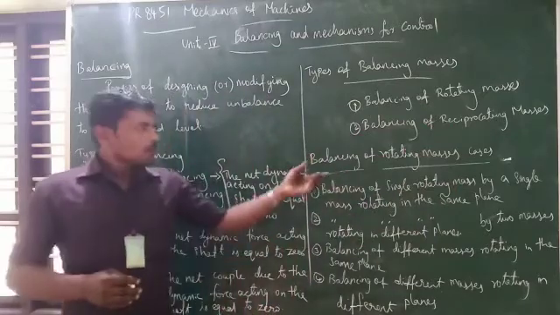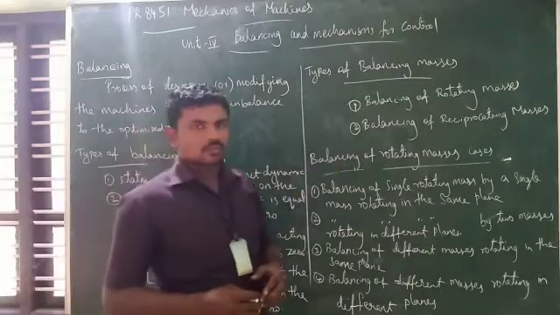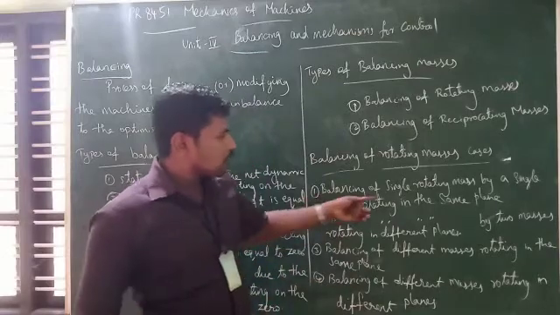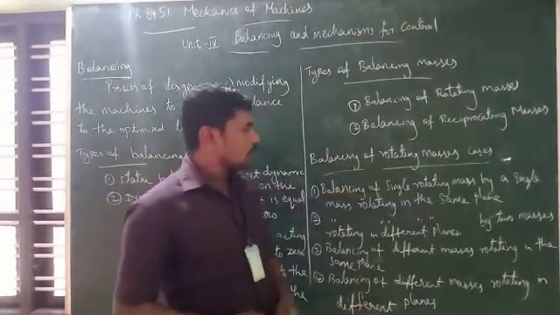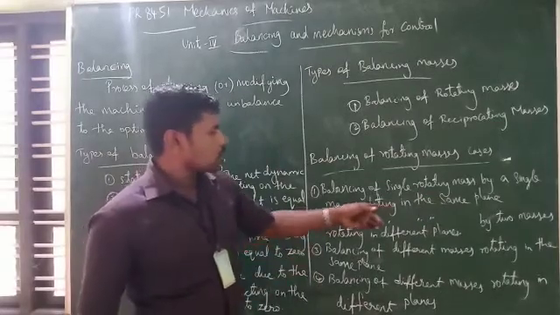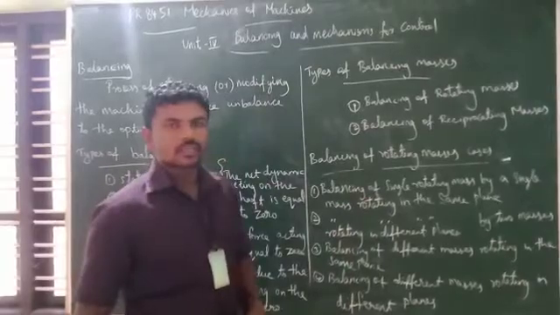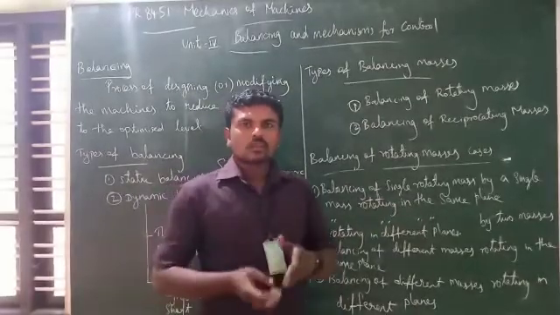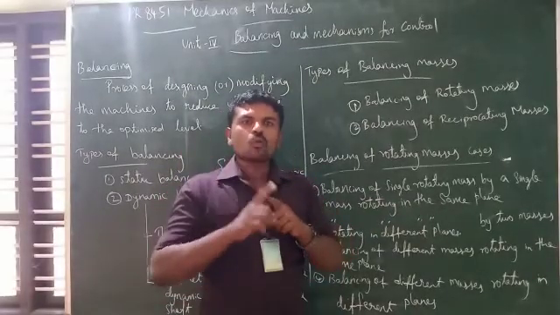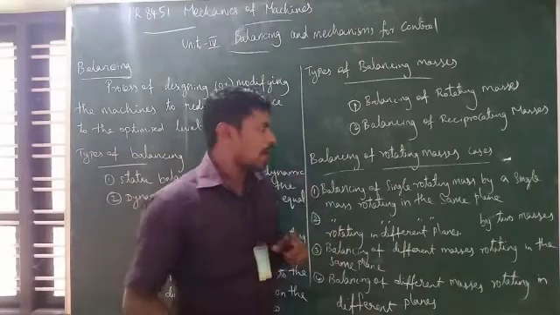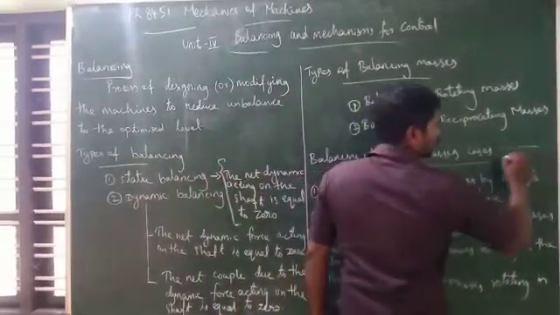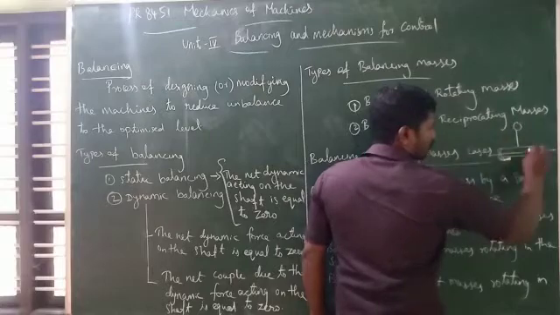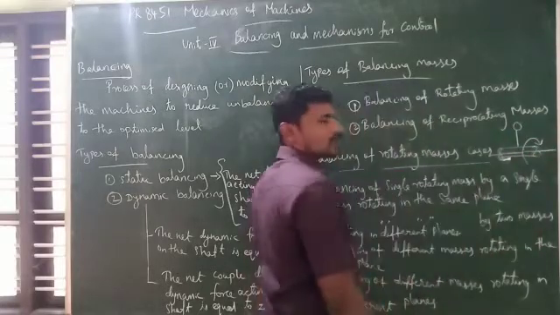Then, first I am going to teach you about the balancing of rotating mass cases. What are the balancing of rotating mass conditions available here? The first one, the balancing of a single rotating mass by a single mass rotating in the same plane. What does this mean? Any rotating shaft, only one shaft is rotating in one direction, like this. This is a shaft. Here one mass is rotating. It is rotating along this center axis, right?